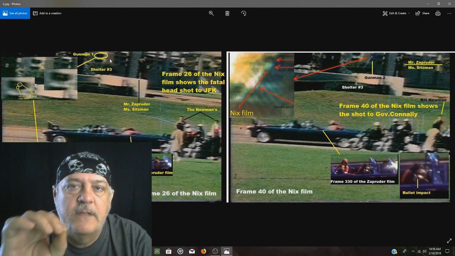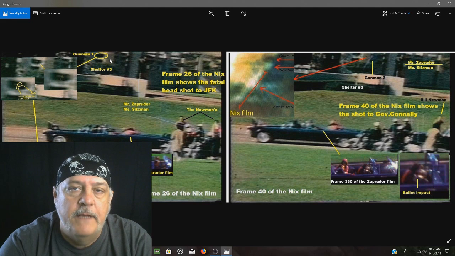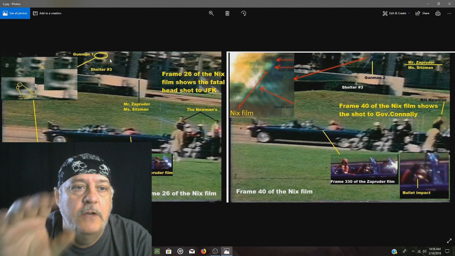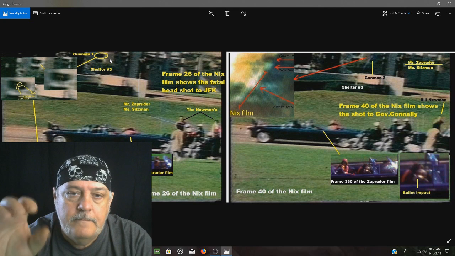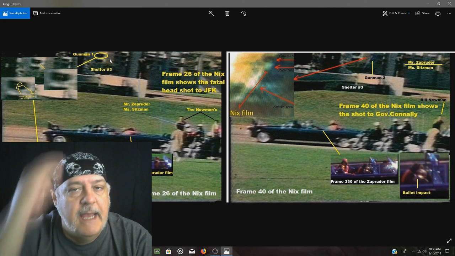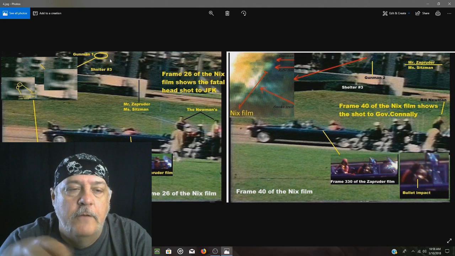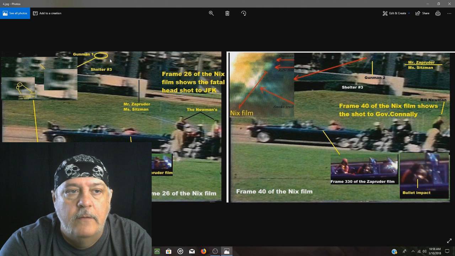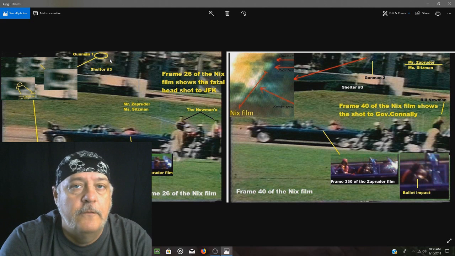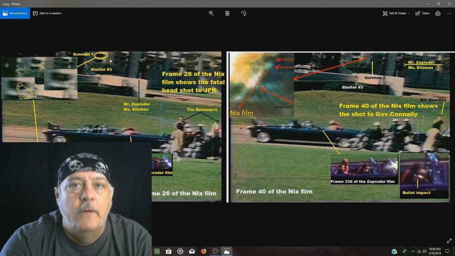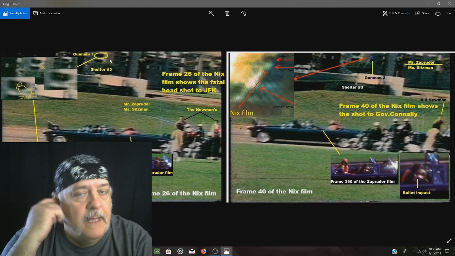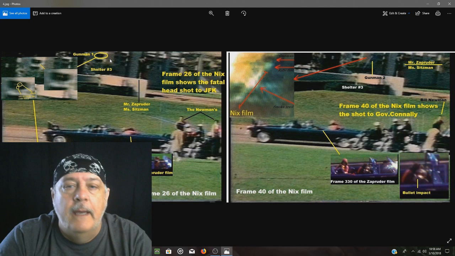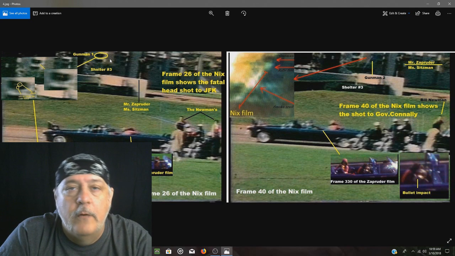We could see this when it occurred, because we have the Orville Nix film and the Bronson film that show two shots come from that location. We can see in the Orville Nix film the shot being taken and JFK's head opening up. When we line it up with the Zapruder film, frame 26 of the Orville Nix film lines up with frame 313 of the Zapruder film, where we can see the bullet made contact: the right side of JFK's head exploded open.